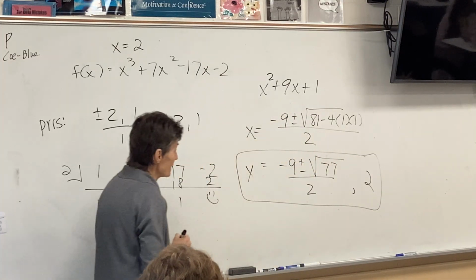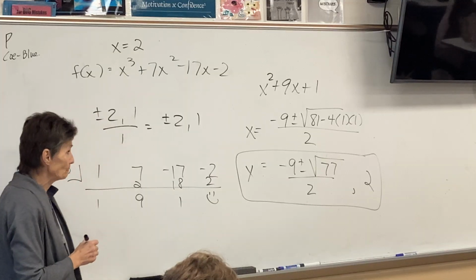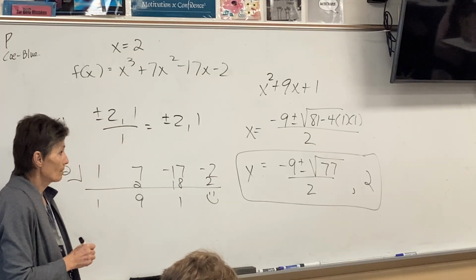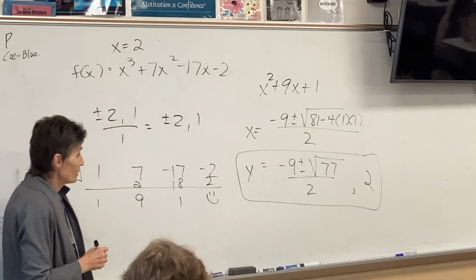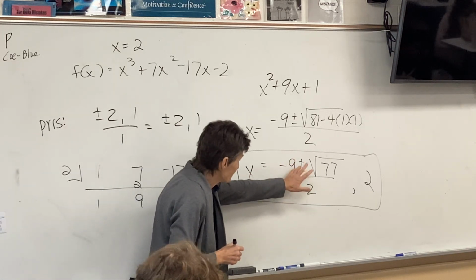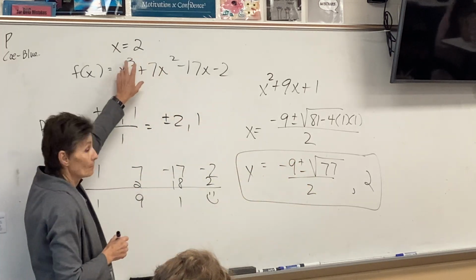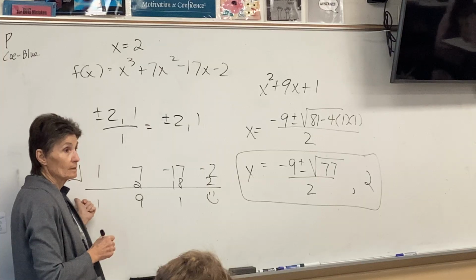And there are our 3 answers. 77 does not break down. So these 2, that's 2 answers, a plus and a minus, and then the 2 that you guessed in the beginning.